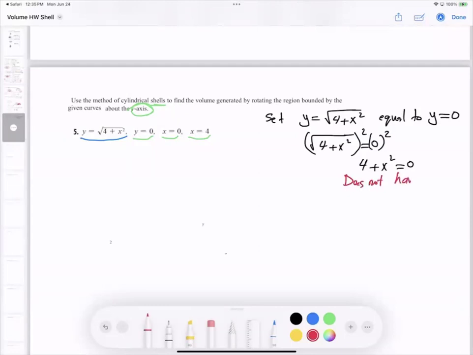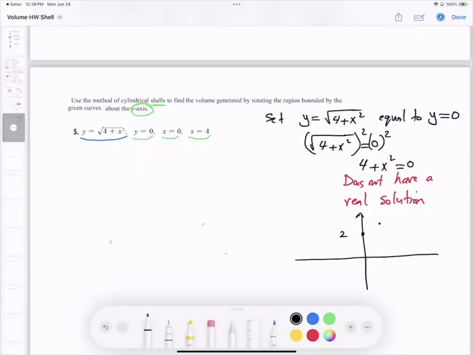It doesn't have a real solution. So what's the meaning of that? It means that this guy never hits the x-axis. So let us try our best to visualize this. If I plug in 0, I get the square root of 4, which is 2. So at 0, I have a 2. When x is equal to, for example, 1, I get the square root of 5, which is 2 point something.